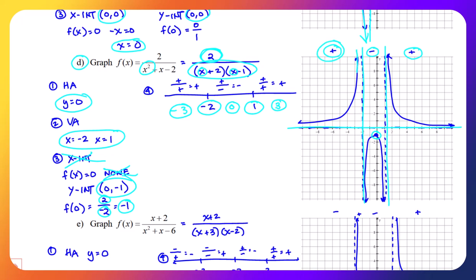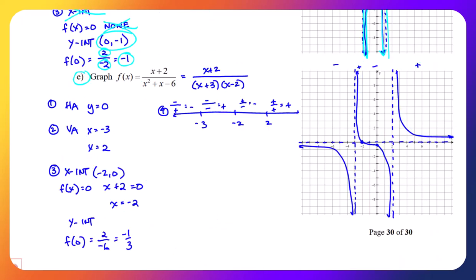Positive stays above the x-axis and goes towards both asymptotes. Negative from the intercept, it's got to go through the intercept, and it's got to go down towards the asymptotes, can't go up. And then positive between these two asymptotes, and you can't touch this.